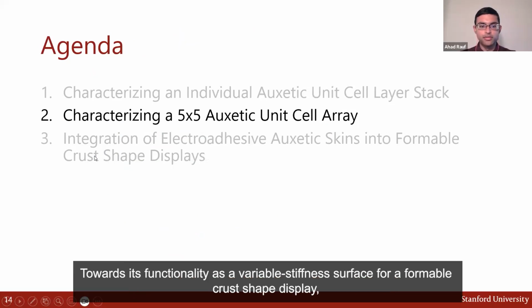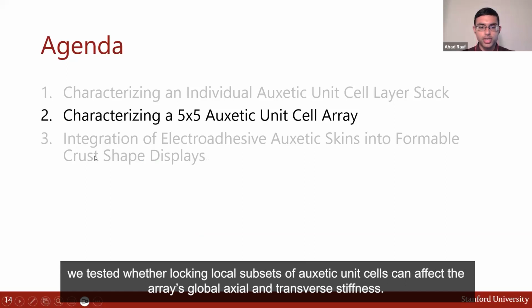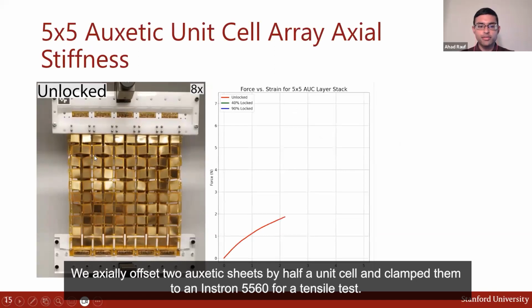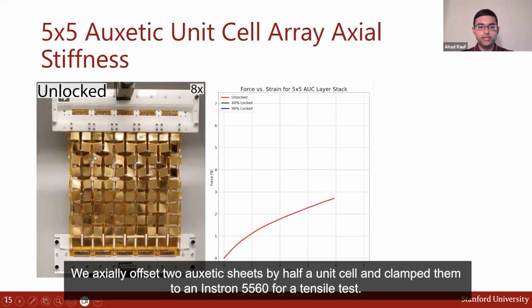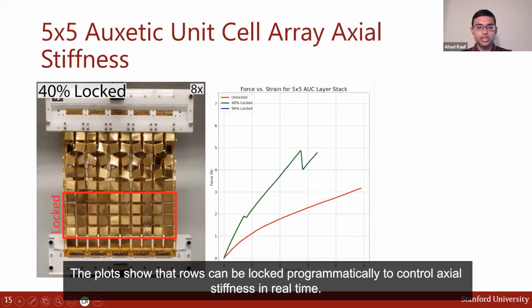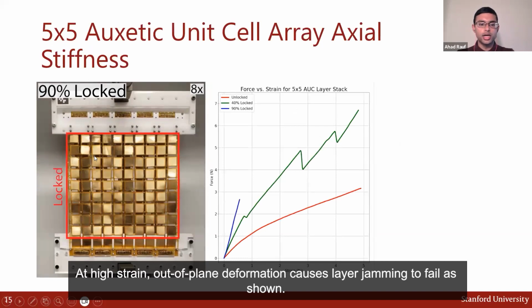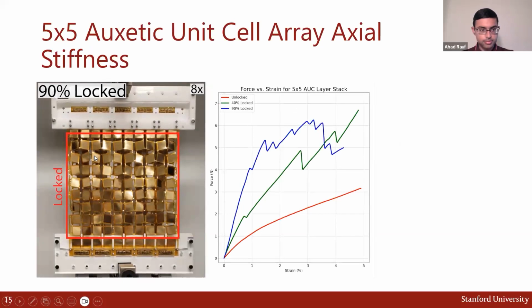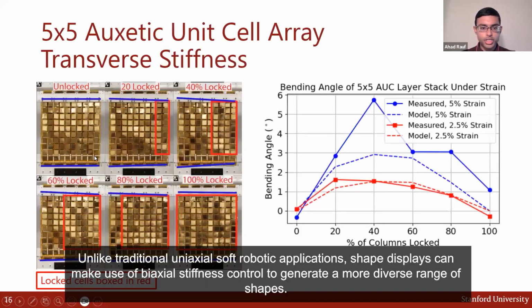Towards its functionality as a variable stiffness surface for a formable crust shape display, we tested whether locking local subsets of auxetic unit cells can affect the array's global axial and transverse stiffness. We axially offset two auxetic sheets by half a unit cell and clamped them to an Instron 5560 for a tensile test. The plots showed that rows can be locked programmatically to control axial stiffness in real time. At high strain, out-of-plane deformation causes layer jamming to fail, as shown.